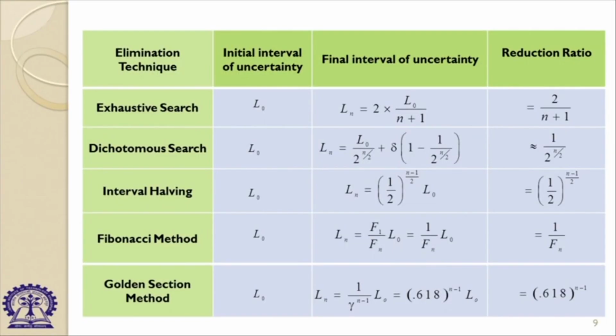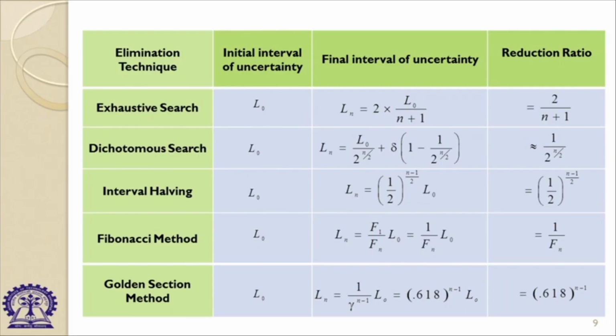And in the golden section method, you must have seen that ln is equal to L naught divided by gamma to the power n minus 1, where ln star was L naught divided by gamma to the power n. Here the gamma value, you know, is equal to 1.618 and 1 by gamma is equal to 0.618. That is why if we just calculate, we will see this for the golden section method.